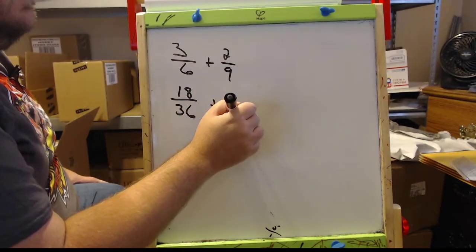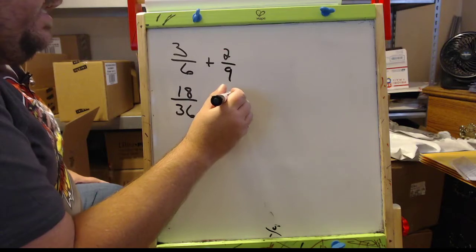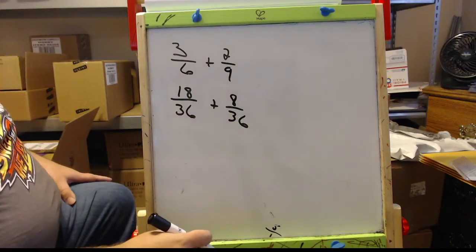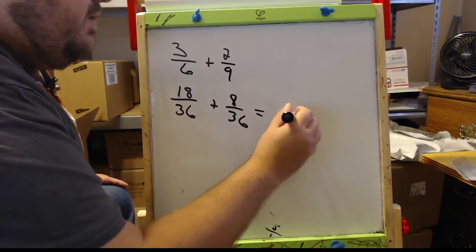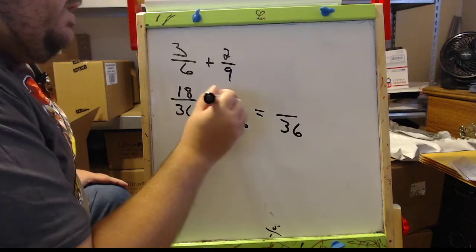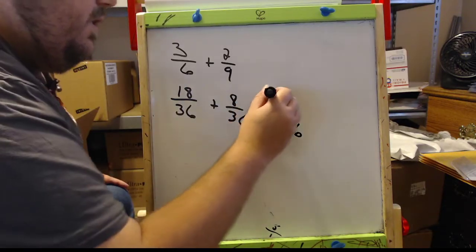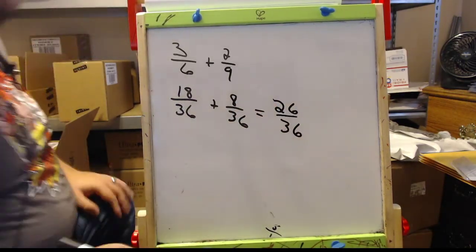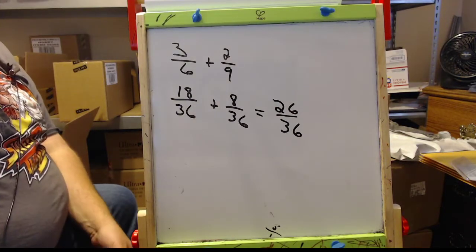9 goes into 36 4 times. 4 times 2 is 8. Add them up and keep the 36. 8 and 18 is 26. So I have 26/36 as my answer.